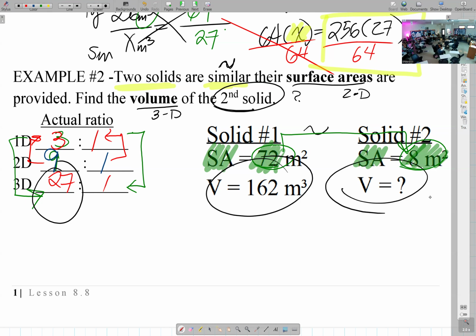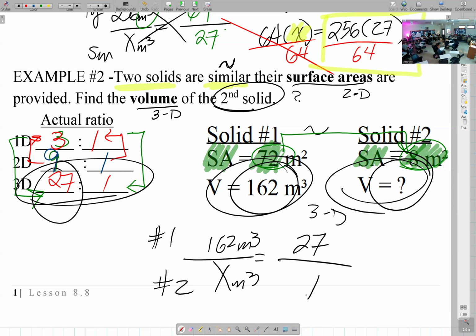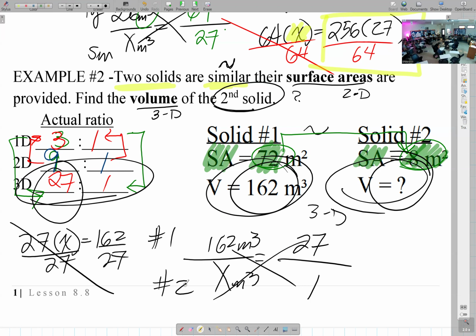Now we look at what we want. We want volume. Volume's 3D. So I'm going to go solid 1 to solid 2, noticing I'm labeling. I'm going to go 162 meters cubed. Unknown, meters cubed. I'm going to use volume 27 to 1. Cross multiply. 27 x 162. Following along. 27, 27. There you go. X is by itself. Yes, you may grab a calculator again, or you could just hack away at it.